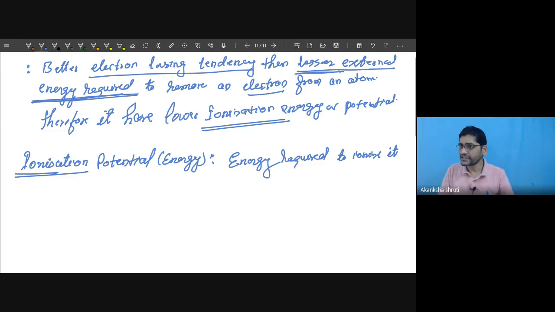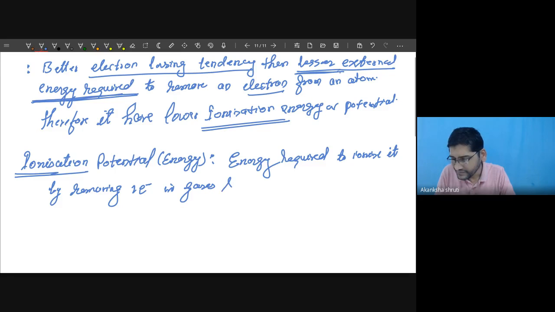This ionization should be mono-cation formation, not two electrons. Ionize it by removing one electron in the gaseous state. Okay, it is this one. Definitions are rarely asked, but this order is asked.